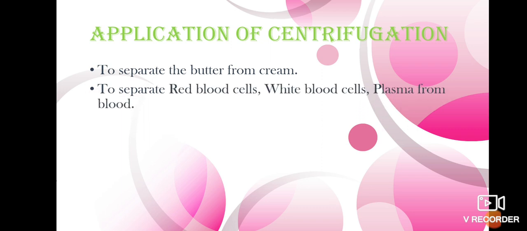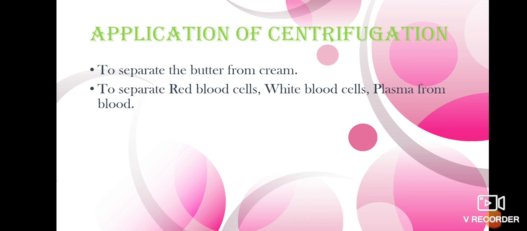Then, to separate red blood cells, white blood cells and plasma from blood by using the centrifugation method, because centrifugation is the method to separate the light and heavier particles from the mixture. Now you have just observed the activity. In that activity you observed that the mud in the muddy water has settled down at the bottom of the test tube and the water has separated.